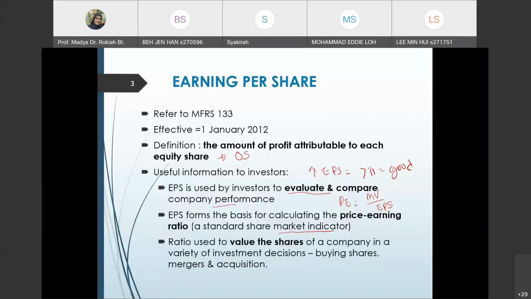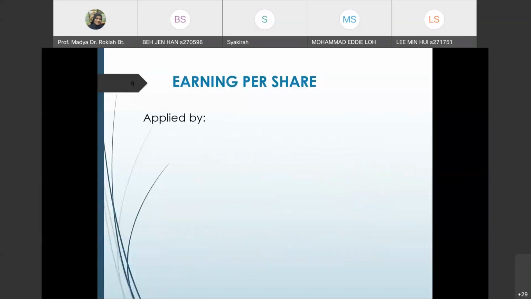The company also uses this kind of EPS information for investment decisions, whether they want to buy new shares, for merger, and also for the purpose of acquisition. So that is the usefulness, or the advantage, of having the EPS.